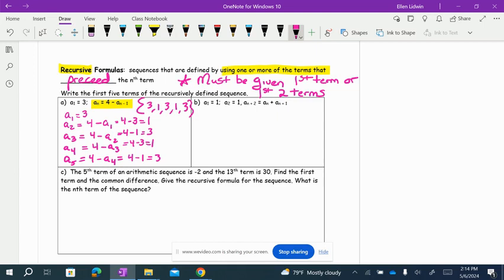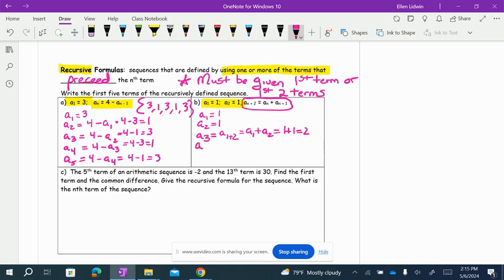The next one, they're giving you 2 terms. So this one, they gave you 2 terms. The first one, they gave you 1 term. So when you look at this rule, you can't use this rule unless you have the first 2 terms. So a sub 1 is 1, a sub 2 is 1. So when I go to a sub 3, I'm looking at a sub 3. A sub 3 equals a sub 1 plus 2, which means I want a sub 1 plus a sub 2. So 1 plus 1 is 2.